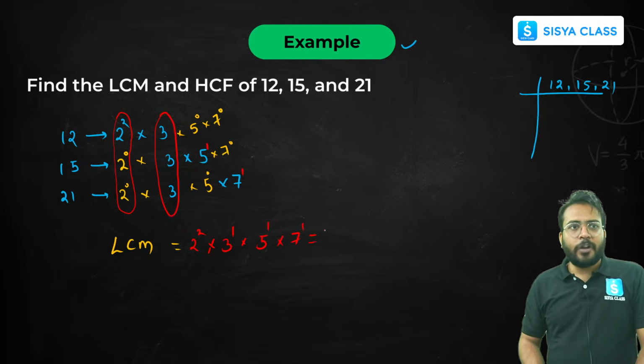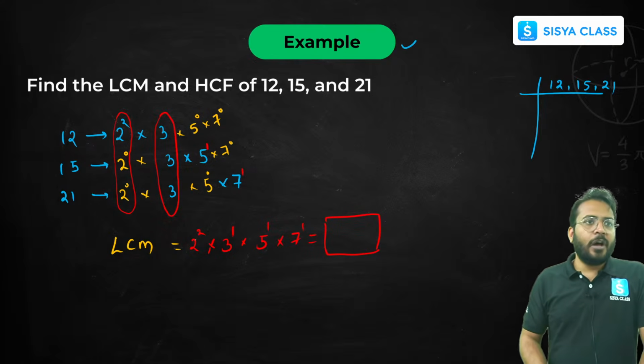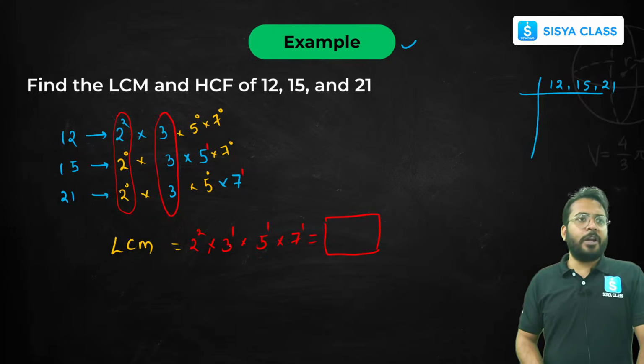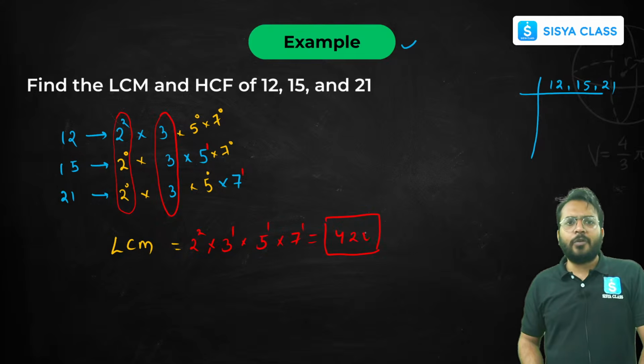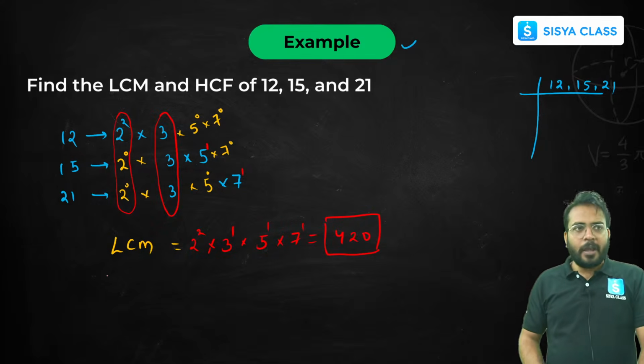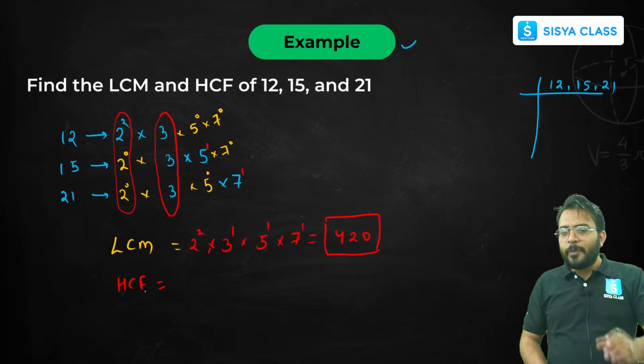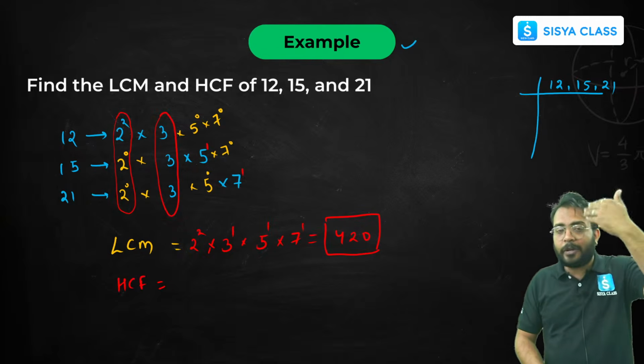When you multiply this, you will get your LCM. So 2 into 2 is 4, 4 into 3 is 12, 12 into 5 is 60, and 60 into 7 is 420, so you are going to get 420 as the LCM. Okay. What is going to be the HCF? HCF is going to be the smallest power.